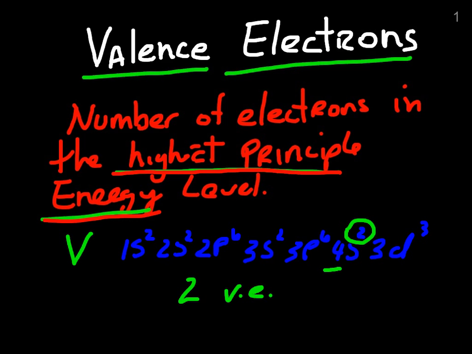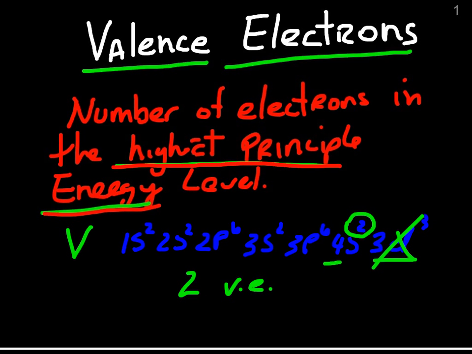All right? So d's end up not counting. D electrons don't count in terms of valence electrons. All right? So now I want to just show you a real easy way to do it so you can do it quickly. This is the official way, but here's the quick way of doing it.